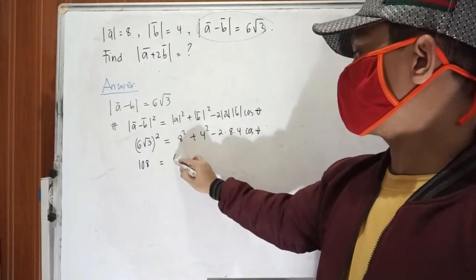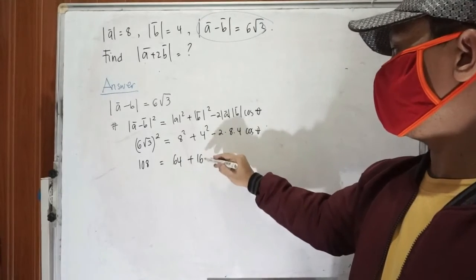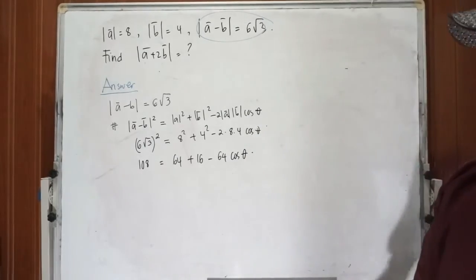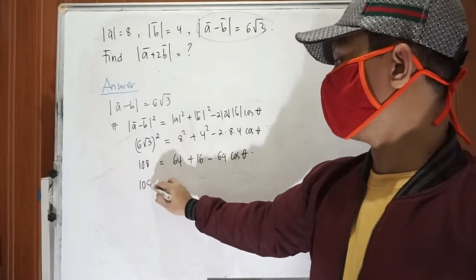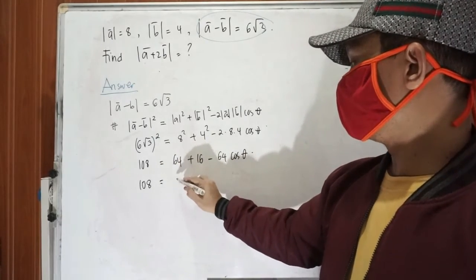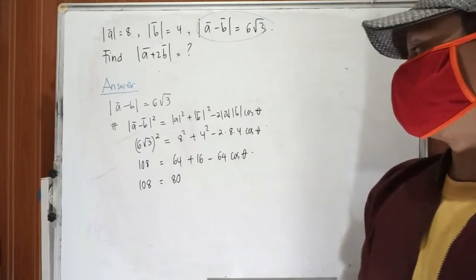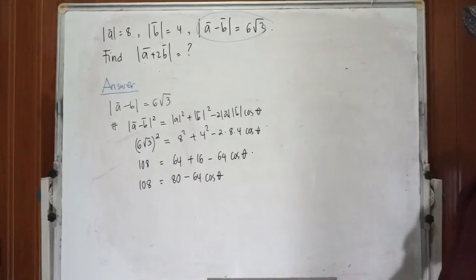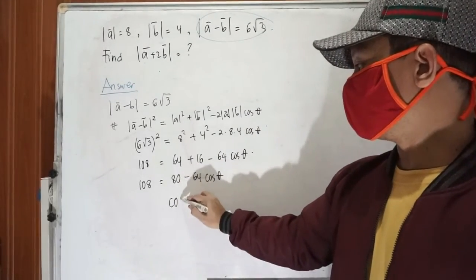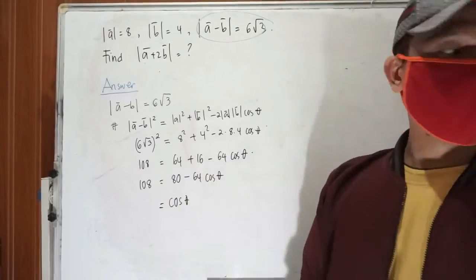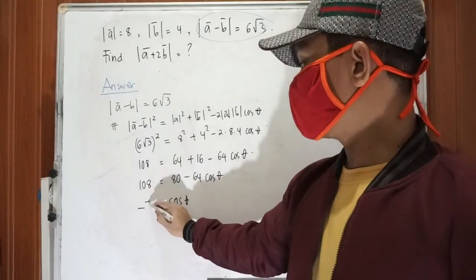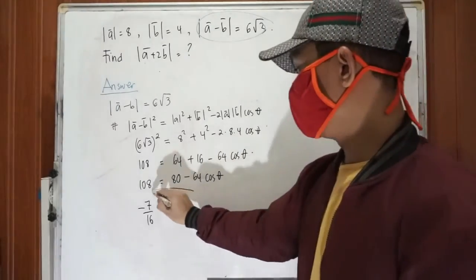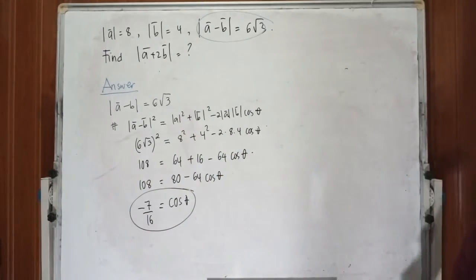108 equals 64 plus 16 minus 64 cosine theta, right? 108 equals 80 minus 64 cosine theta. By using algebra, cosine theta is minus 7 over 16. Minus 7 over 16, right?